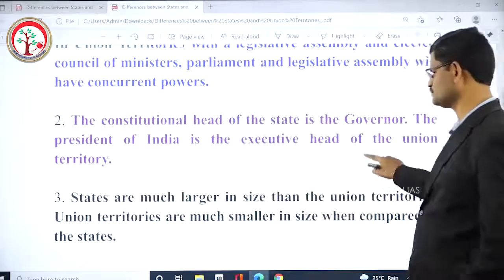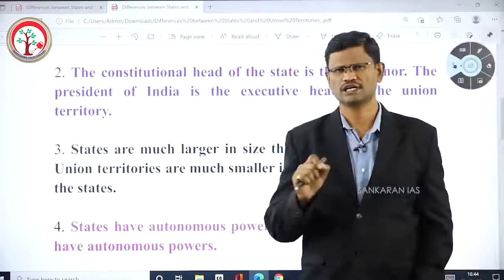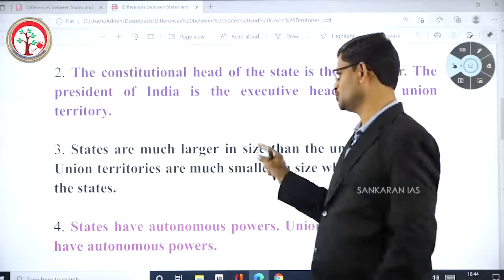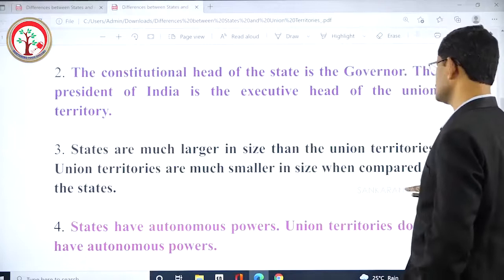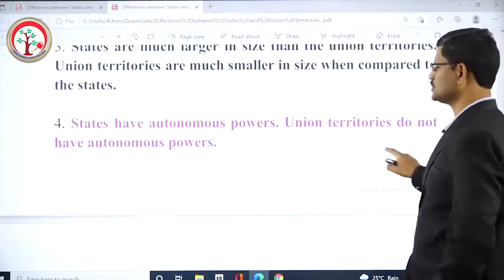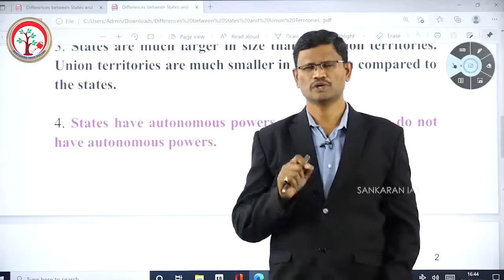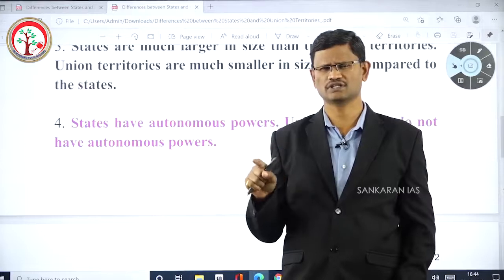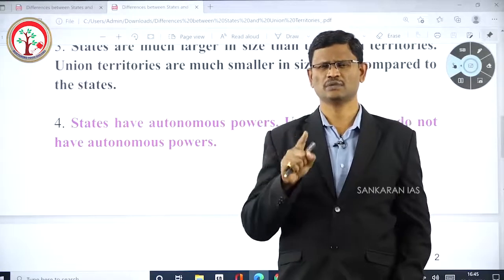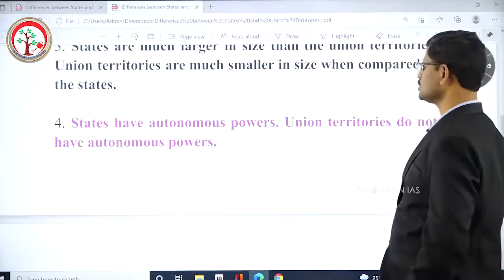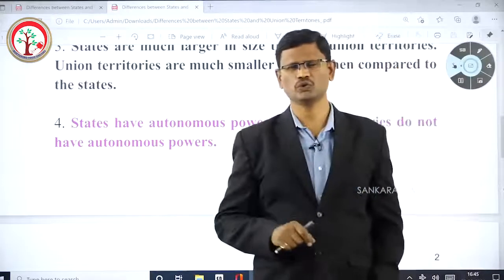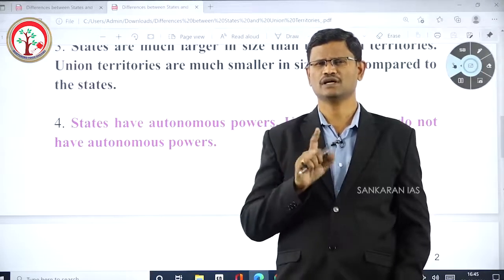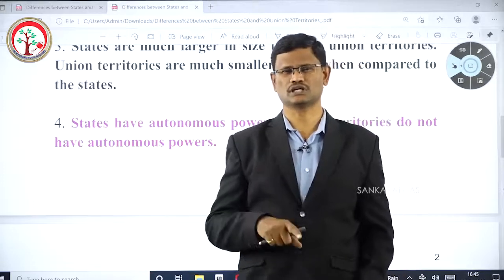In addition to this, usually states are much larger in size when compared to the union territories. Usually union territories are much smaller in size when compared to the states. States have autonomous powers. I told, with respect to all the items in the state list, states are supreme. Parliament cannot enter into the areas of the state list except in certain compelling situations. But union territories do not have this autonomous power. Even the UTs with a legislative assembly do not have exclusive powers on which they can make laws. Parliament will have concurrent jurisdiction.